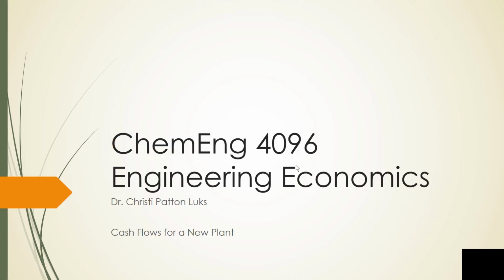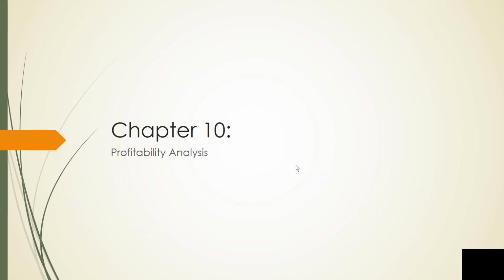In this lesson for Chemical Engineering 4096, our Engineering Economics class for chemical engineers, we're going to be looking at cash flows for a new plant. This comes from Chapter 10 out of the Turton textbook, and the title of the chapter is Profitability Analysis.